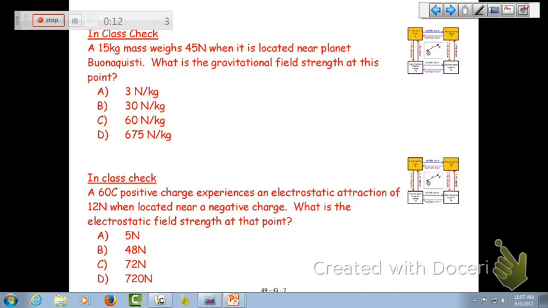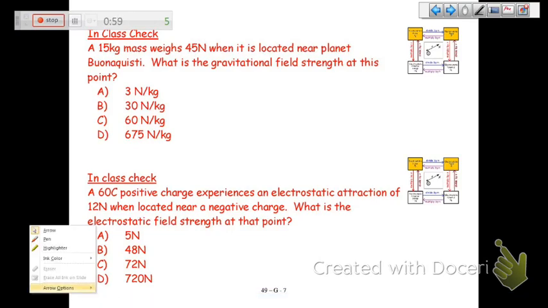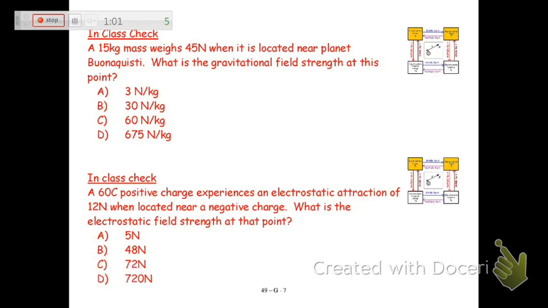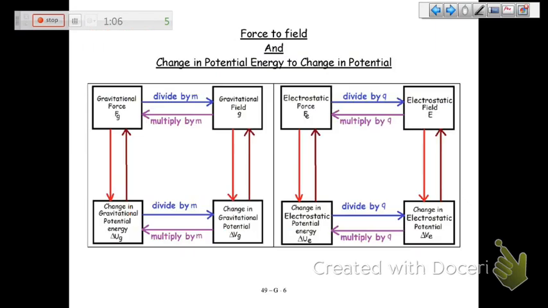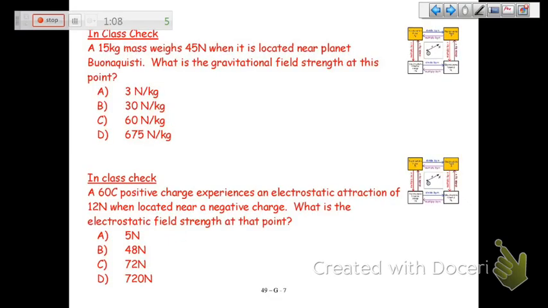So let's have a go at the bottom one, and I'll pause through it. Let me do this one because the answer's not there, and that might happen on a few of them because I was trying to rush through a little bit. So we say a 60 coulomb charge experiences electrostatic attraction. Here's my little q, and that's 60 coulombs. So here's my 12 newtons, and here's my big charge, Q.